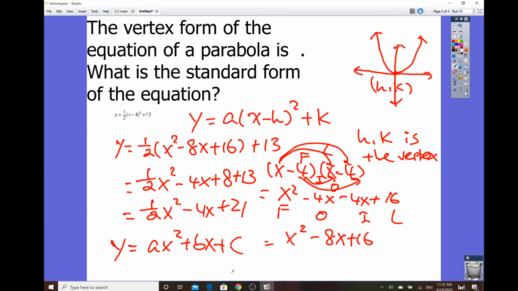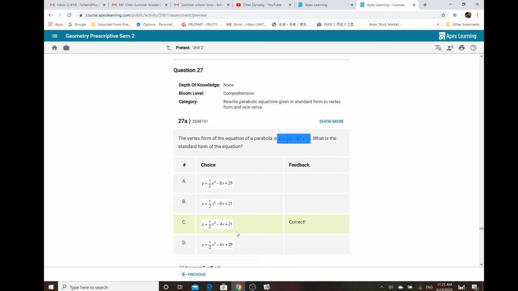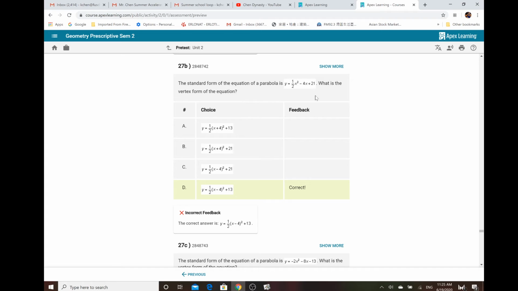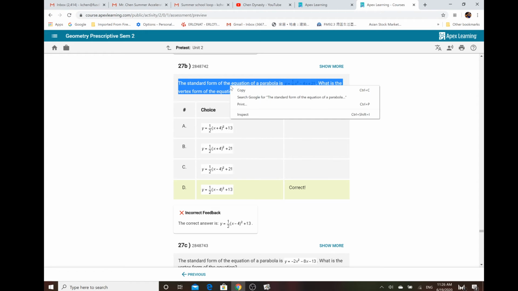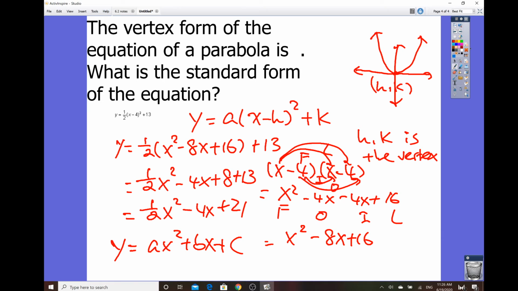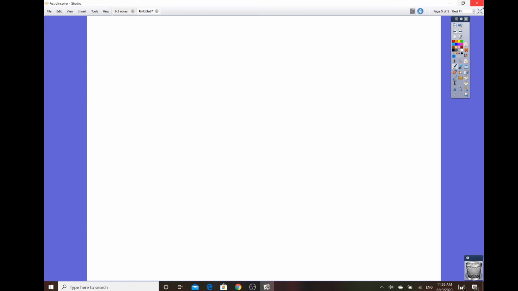Okay, so now let's go back to the slide. This one is choice C, the one after we expand it. Here's another one you probably want to try. This one is asking about the vertex form. So the vertex form means we need to go backward. We need to find out from the standard form back to the vertex form. With this type of problem, it looks like you need to complete the square. Once again, I'll open up a new slide.